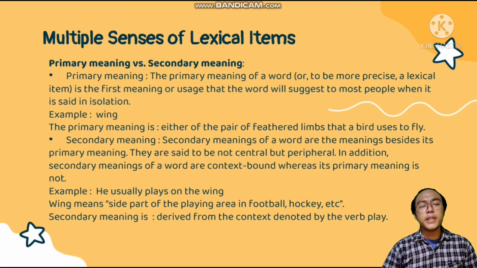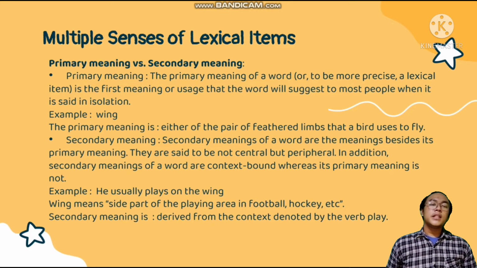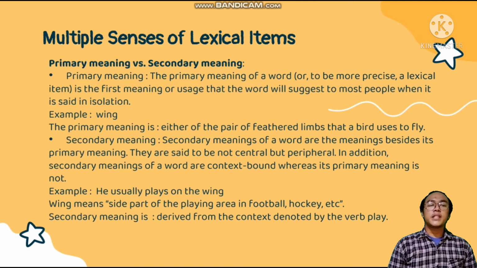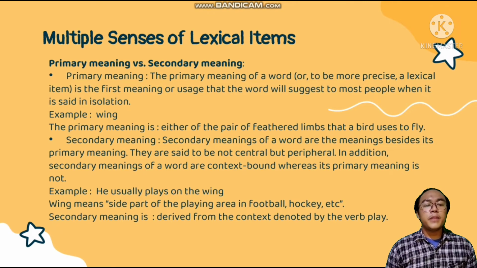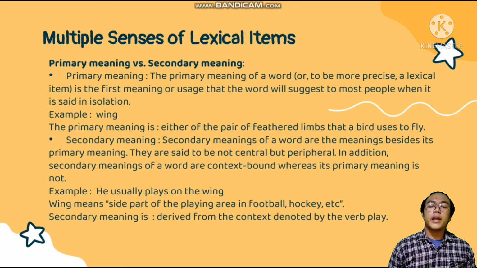Next, multiple senses of lexical items. Primary meaning versus secondary meaning. The primary meaning of a word, or to be more specific, a lexical item, is the first meaning or usage that the word will suggest to most people when it is said in isolation. Example, wing. The primary meaning is either of the pair of feathered limbs that a bird uses to fly.